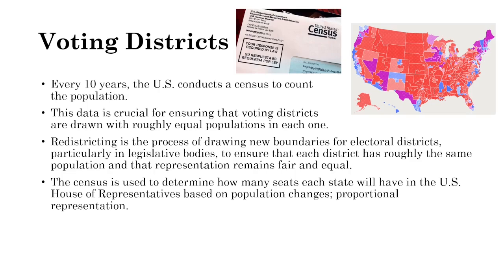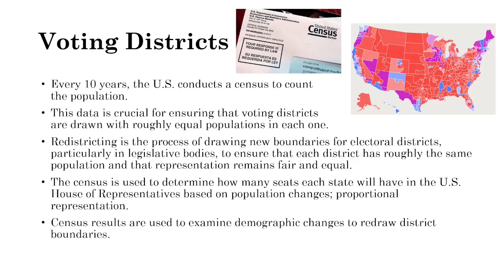The census is used to determine how many seats each state will have in the United States House of Representatives. A state that has a lot of voting districts, like Texas, Florida, or California, is going to have a lot more representatives because they have a lot more people than states like North Dakota, South Dakota, or Minnesota. We call this proportional representation. The number of seats is in proportion to your population.